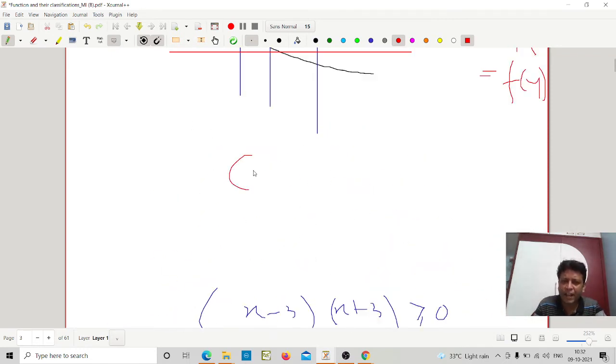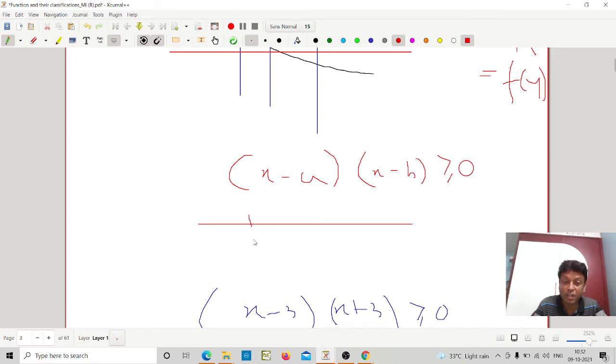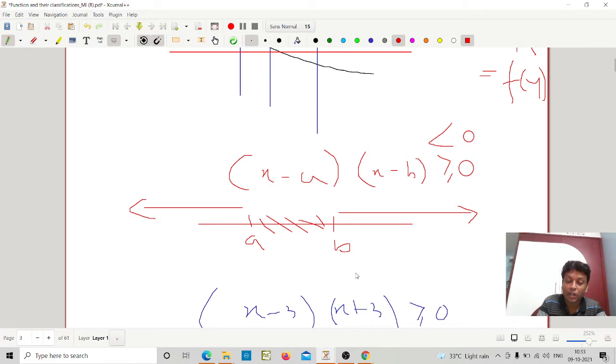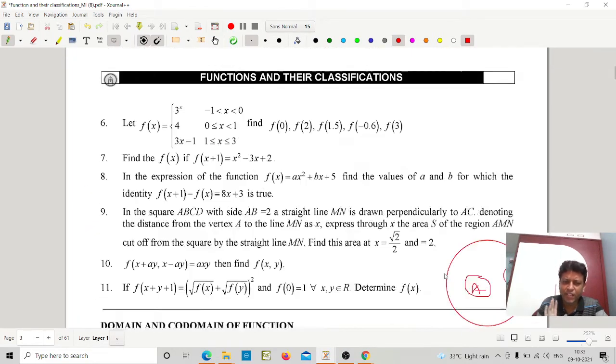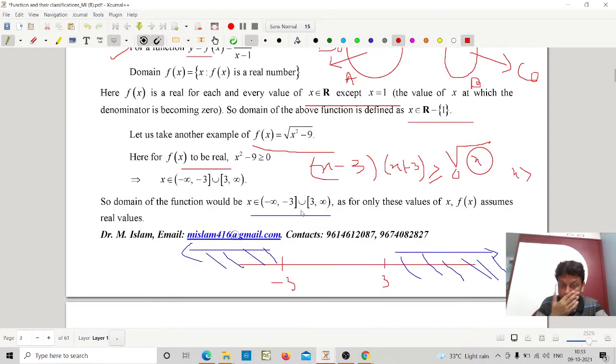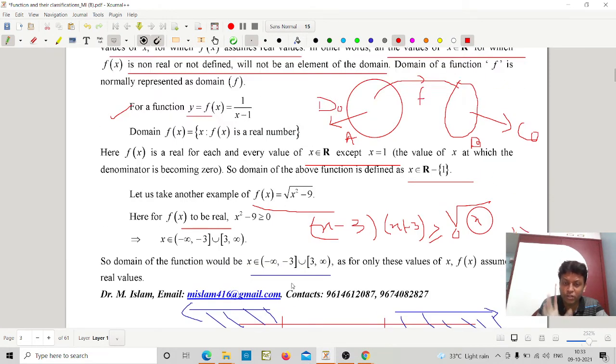If you have anything like (x minus a)(x minus b) greater than or equal to 0, and a is less than b, that means b is more than a, so you have this type of region, including a and b. But if you have less than 0, then it is the points between a and b. That's the difference. You can write it directly with your diagram. That's the concept of domain using square root. So we include minus 3 and 3, because that gives you 0, and 0 is a real number. Am I clear? Any questions in this part?